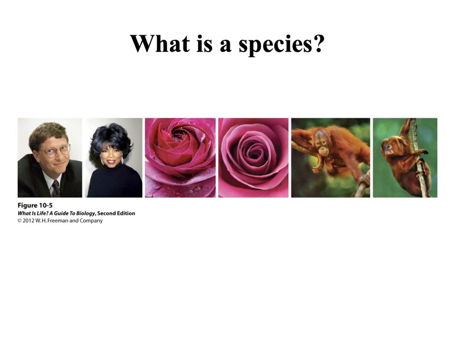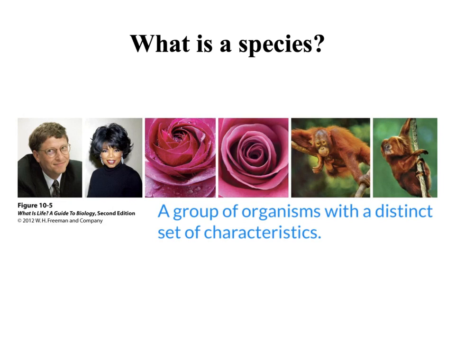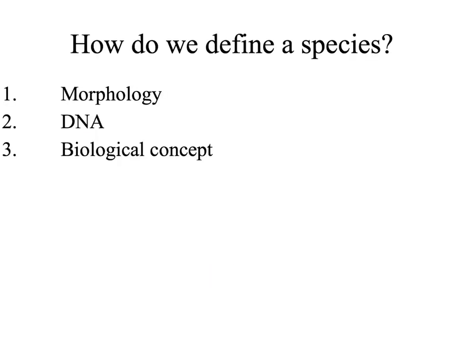The smallest unit of biodiversity is a species. A species is a group of organisms that have a specific set of characteristics. Generally, these organisms are also able to interbreed. There are many ways to define a species. We are going to focus on 3 species concepts that will help us group and organize these organisms. We will talk about the morphological species concept, a DNA-based species concept, and the biological species concept.